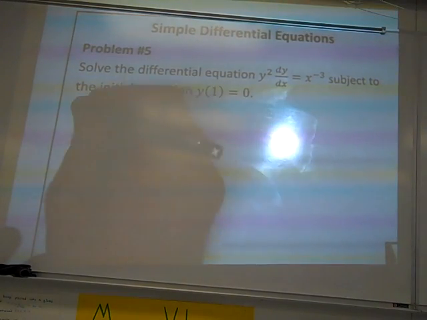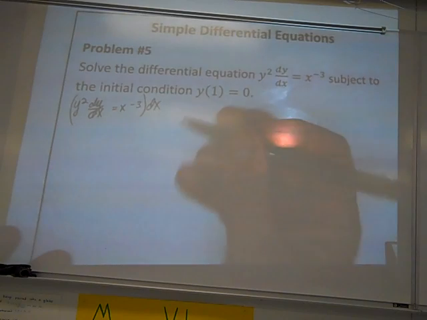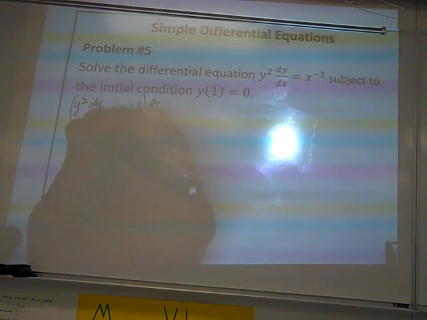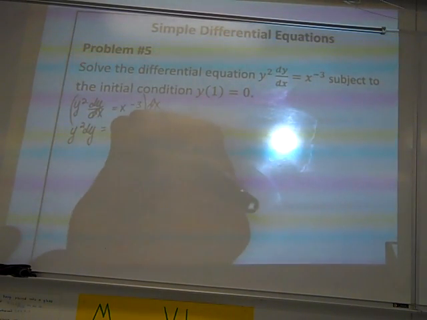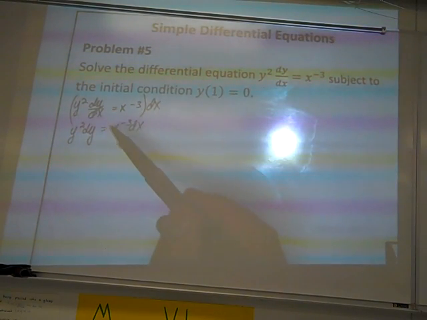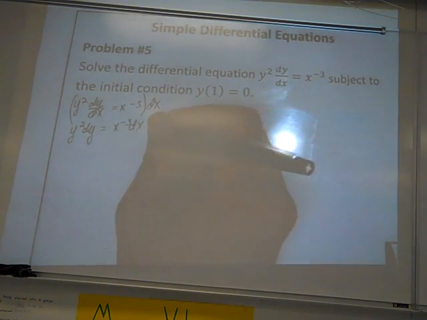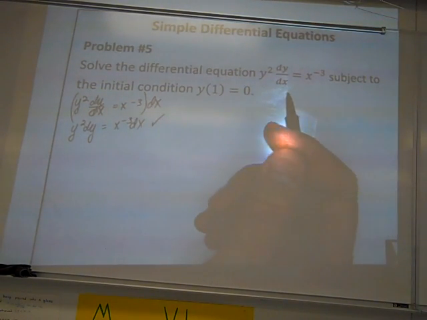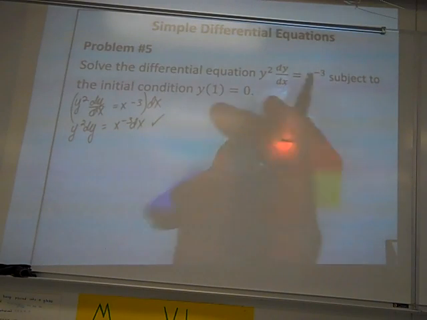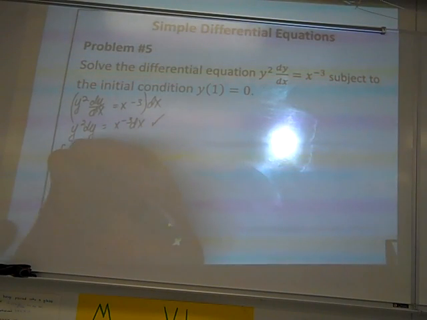What we're going to do is multiply both sides of the equation by dx. It's okay to do that. We've been doing moves like that for a very long time. So now we get y squared dy equals x to the negative third dx. You've survived step 1 of solving a separable differential equation. You separated the variables, and normally on the AP exam, you're awarded the first point when you get there.